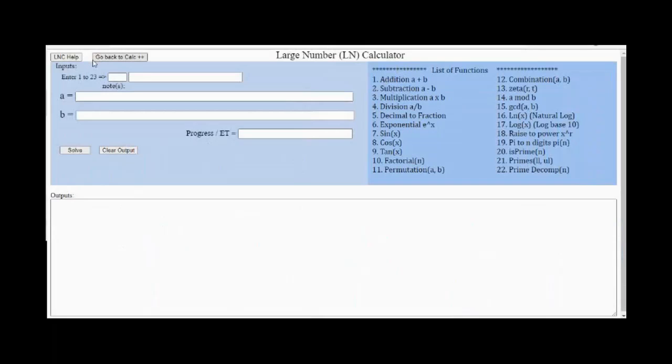and now you see the large number calculator screen, which is named LN calculator for short, which does not have that limitation. Note there are 22 functions listed on this screen. As far as LN calculator is concerned, the definition of large number is any real number containing a large number of digits, and not necessarily large in value.